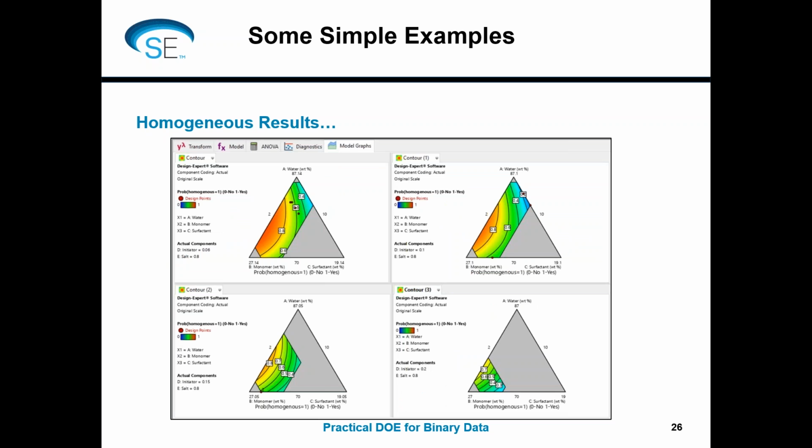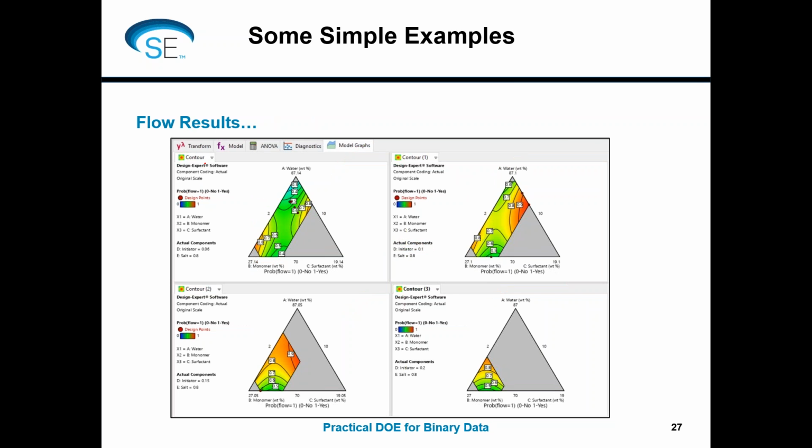Now, at this point, the analysis is almost the same as it is in ordinary least squares, so I'm not going to spend really any time on this so I can get to the DOE part. But you can see that three of my components are on this triangle plot. The fourth one, initiator, is basically the trace component. So these four plots correspond to four values of the initiator. Okay, and you can see that the red zone is the zone of high probability of homogeneous columns.